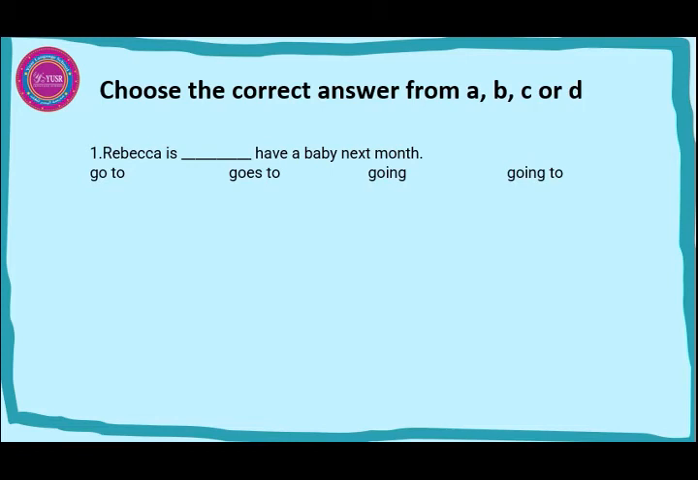The first question says, "Rebecca is space have a baby next month." We have the keyword "next month," which tells us this is an event that is going to happen in the future. So we use "go to" or "goes to" or "going to." We use "going to" to talk about the future. So, "Rebecca is going to have a baby next month."